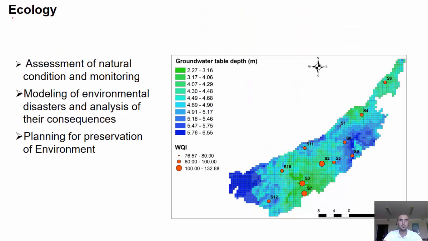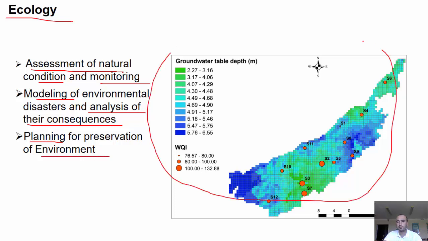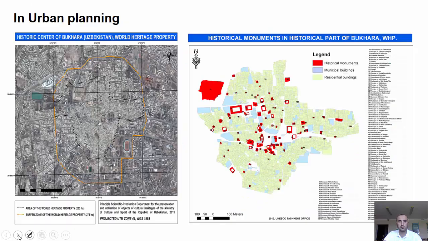GIS is also used for ecology, for example, assessment of natural condition and monitoring, modeling of environmental disasters and analysis of their consequences, and lastly, planning for preservation of the environment. And in this picture we can see ground water table depths and their quantities.